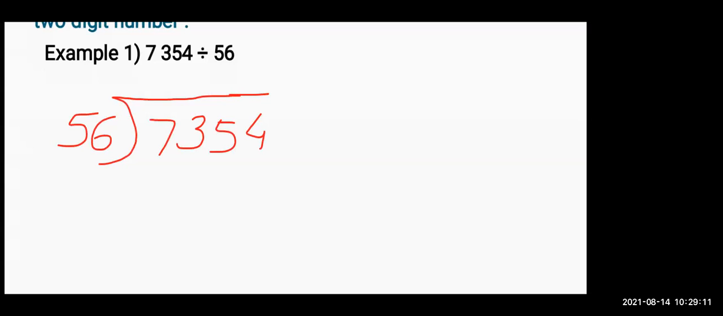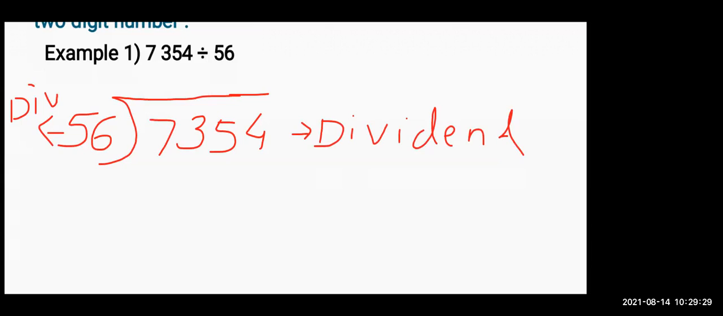7,354. See here, this 56 is our divisor and this 7,354 is our dividend. Now quotient means whatever we got on the top, here this is our quotient, and at the end whatever answer we got, whatever is left out, that is called the remainder.